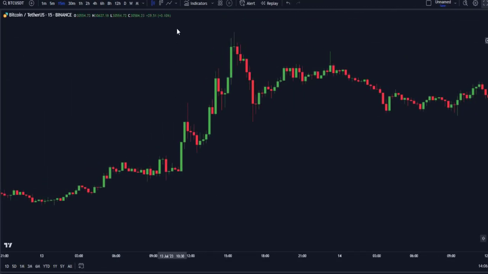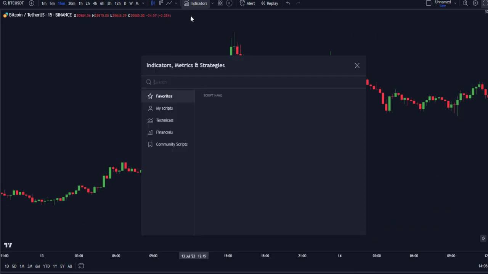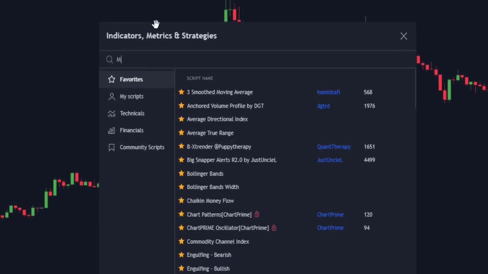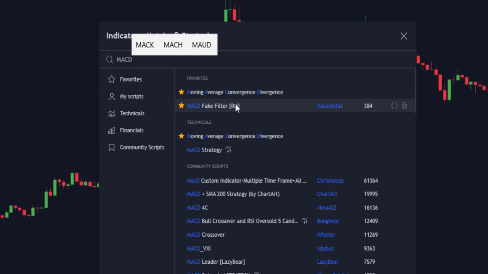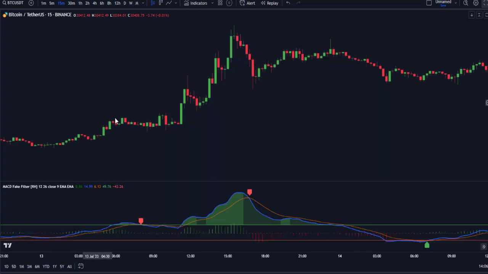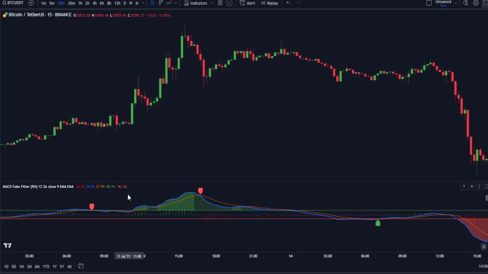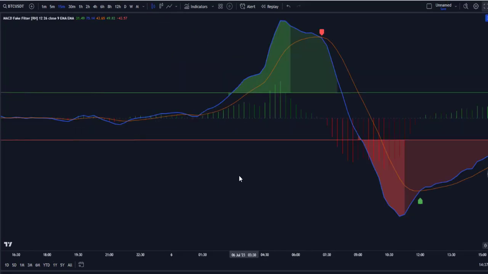So to add this indicator to our chart, we navigate to the indicator search bar. There we are going to search for MACD Fake Filter. Select the one made by Hassan Rifat. Before we explain more about this indicator, let's first talk about the features of the indicator for more understanding of it. Then we go to the indicator settings.